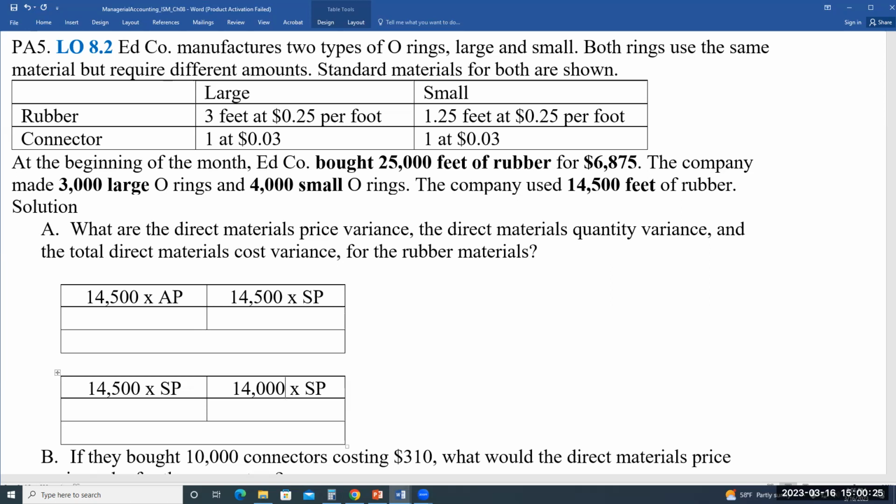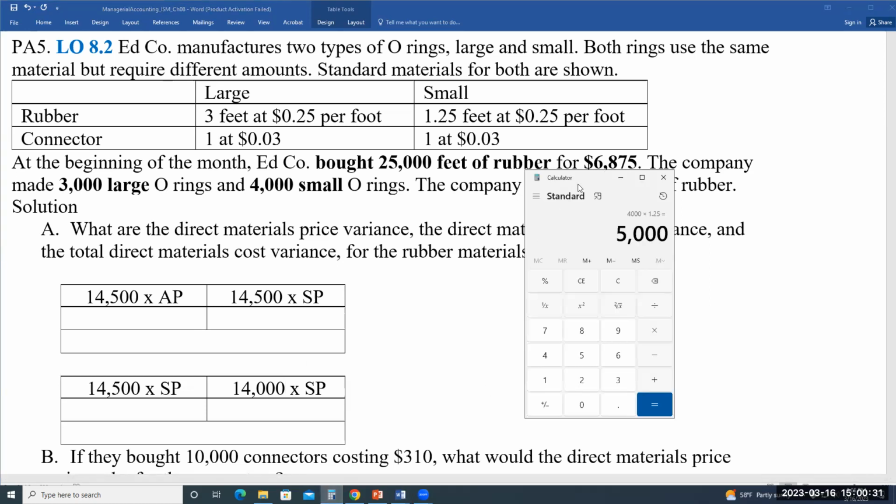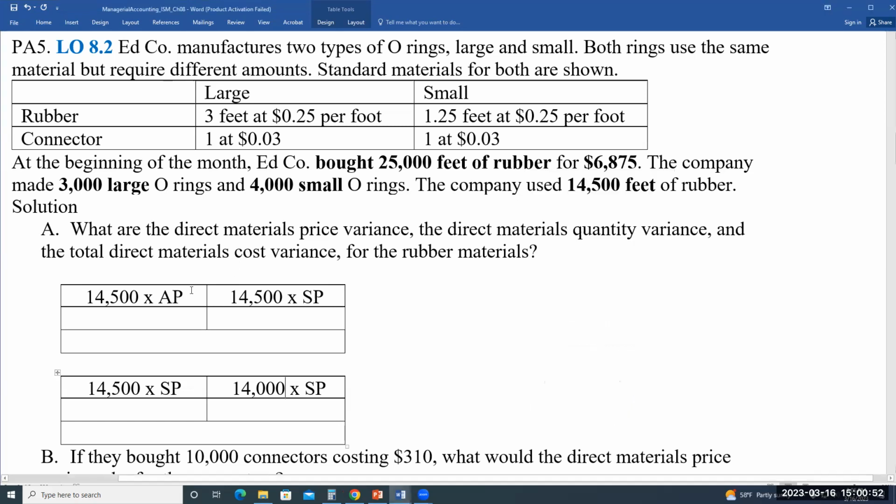Okay, what was our actual price for the rubber material? Here, we're going to have to take the actual amount that we spent, 6,875, divide it by the 25,000 feet that we purchased, even though we didn't use all of that. And we see we paid 27.5 cents per foot. That was the actual price.